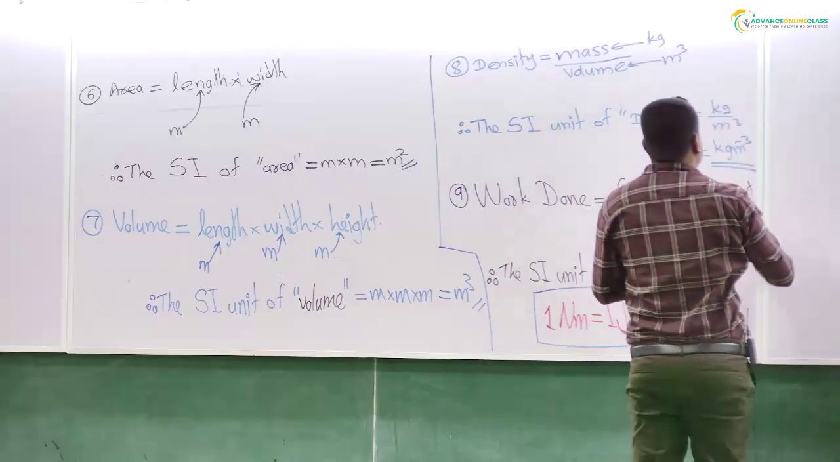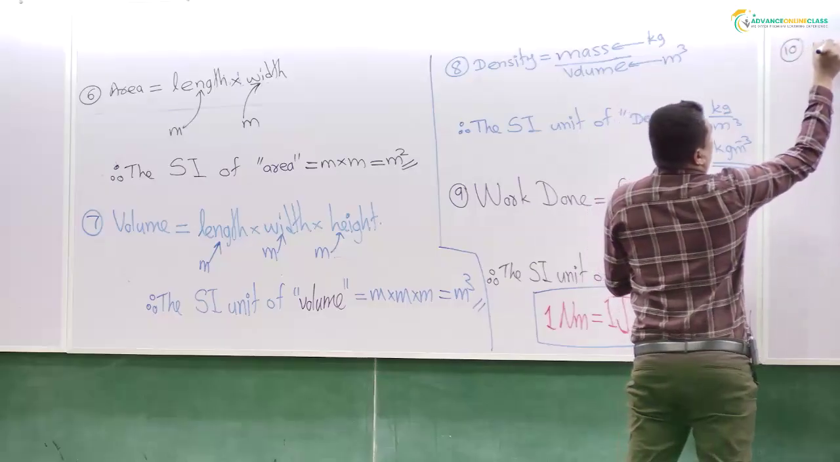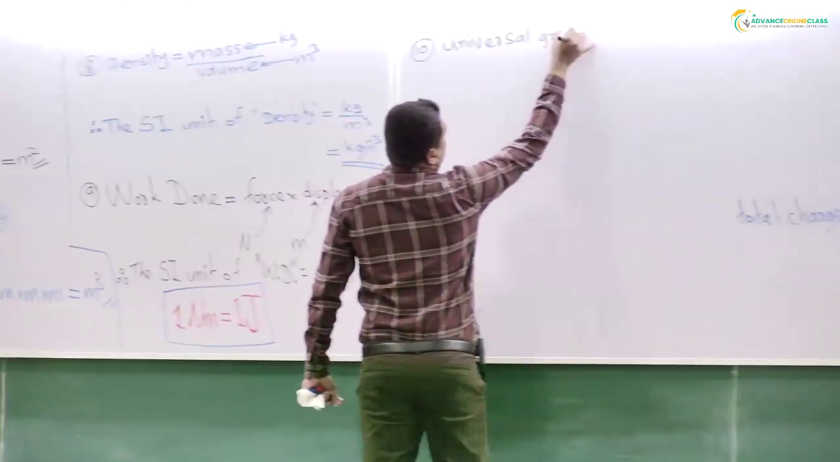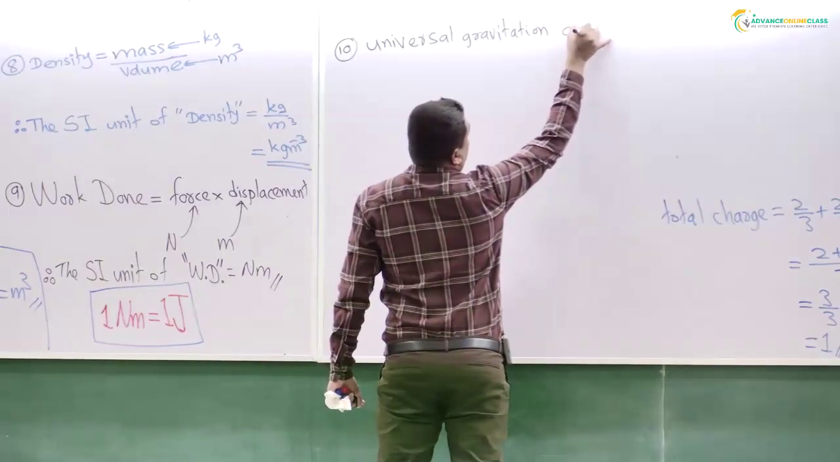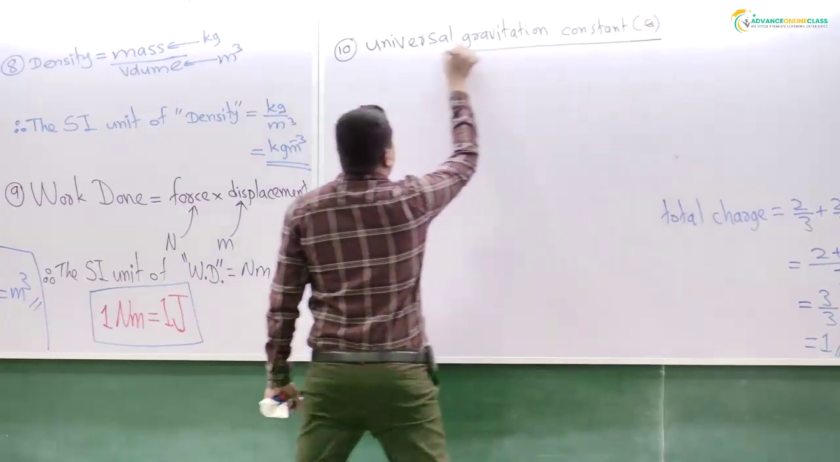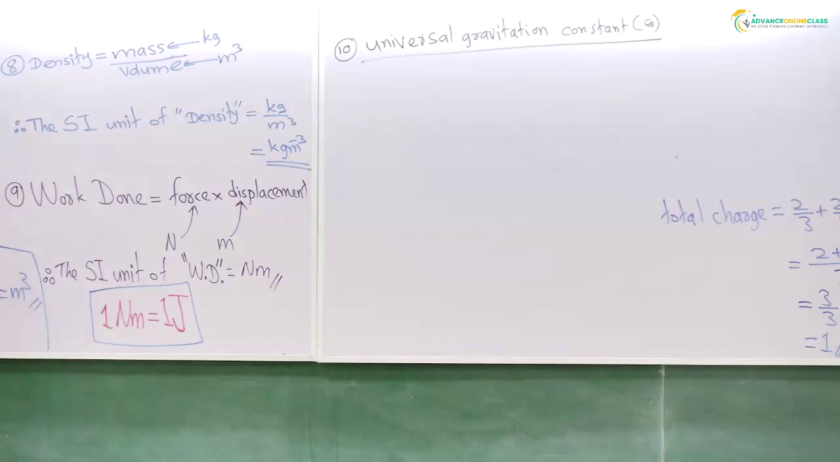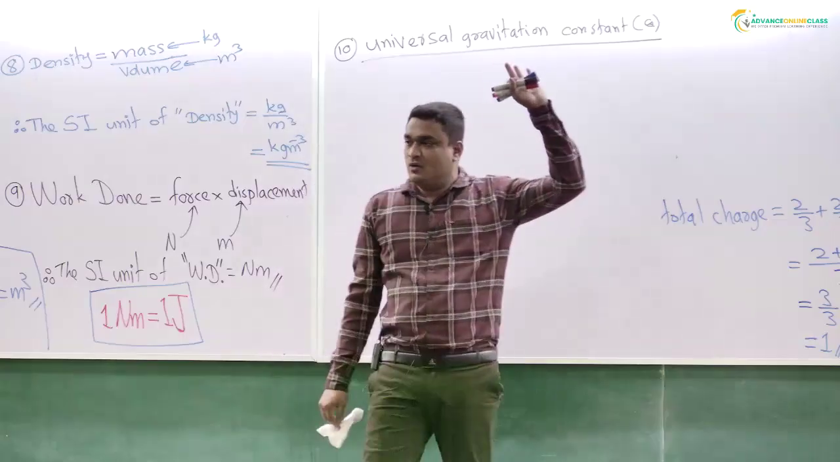Number 10. Universal gravitation constant. Within brackets, capital G, underline it. Who has heard of the universal gravitation constant in O levels?